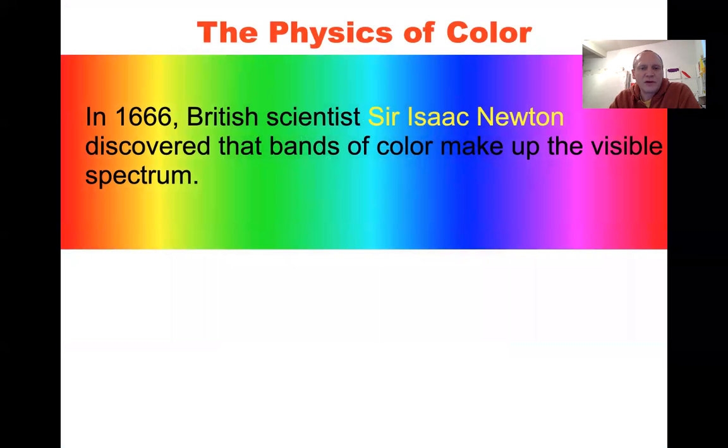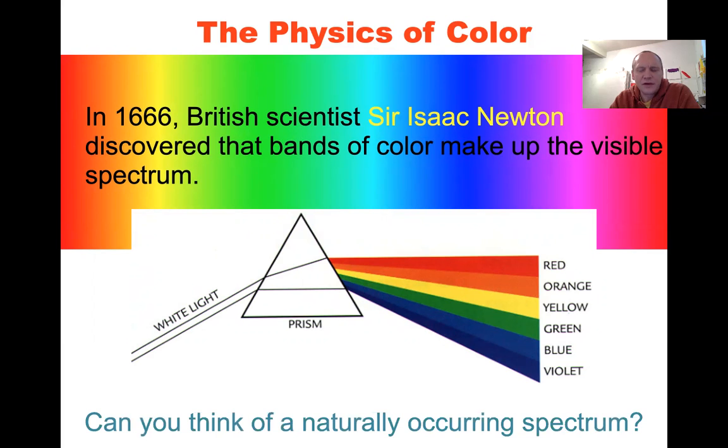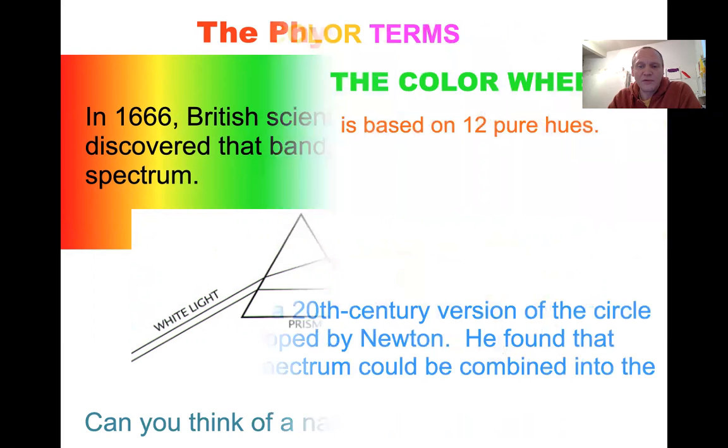And so you may know that Sir Isaac Newton discovered, or maybe mapped out scientifically, that bands of color make up the visible spectrum. Discovered is a word that's often used when describing this, but other people noticed what a prism did. It's just that he divided up a prism into specific colors. So you've got the red, orange, yellow, green, blue, and violet. Can you think of a naturally occurring spectrum? Hopefully you can, a rainbow.